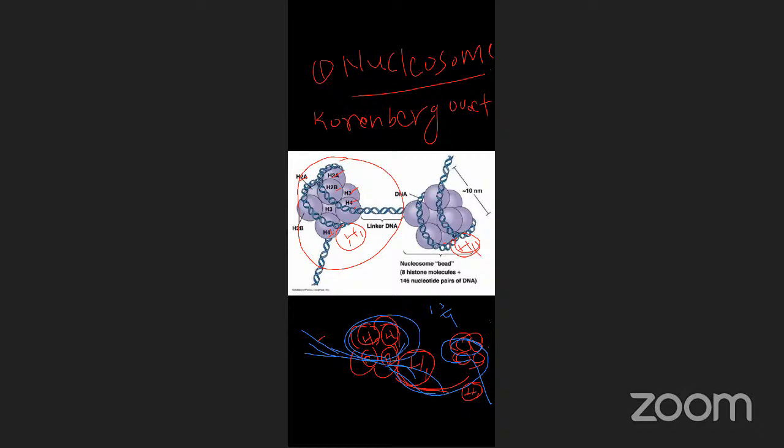Of course, remember, it is not a complete two turns, it is one and 3/4. But for our convenience, it is two turns. These two turns are tightly held by H1 histone protein, tightly packed with the help of H1 histone protein. The two turns of DNA around the disc generally contain 146 nitrogen bases.